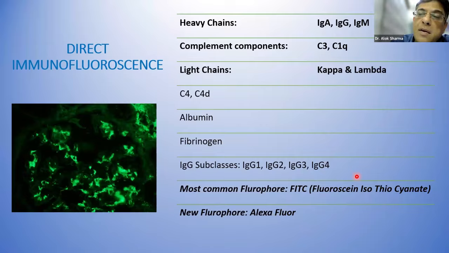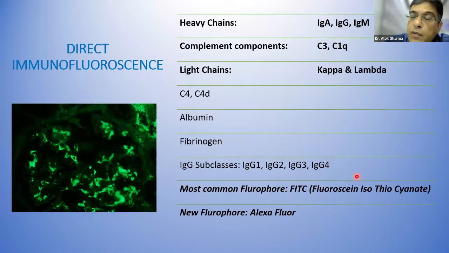Apart from this, there are certain other things which you may choose to have depending on the case mix you have or on the level of advancement your laboratory is. You can use albumin. Fibrinogen is useful when you have areas of necrosis. You get fibrin deposition there. An IgG subclass, I would suggest, if any lab is doing renal pathology, you need to have IgG subclasses.